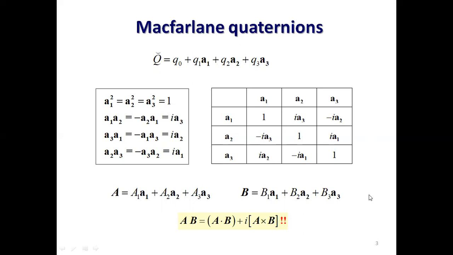The main advantage of Macfarlane quaternions is that there is the so-called Clifford product of vectors. If we have two vectors A and B, then the Clifford product of vectors is equal to the sum of scalar and vector products.